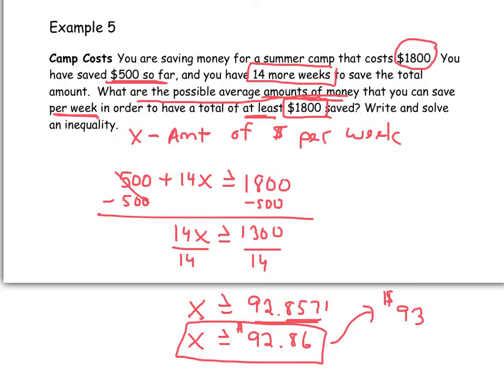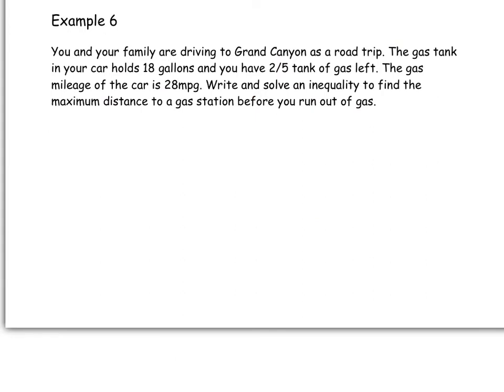And all right, so let's go to the last problem, another word problem. Okay, you and your family are driving to the Grand Canyon as a road trip. The gas tank in your car holds 18 gallons, so that's important, and you have 2/5 of a tank of gas left. The gas mileage of the car is 28 miles per gallon. So write and solve an inequality to find the maximum distance to a gas station before you run out of gas. So D is our variable, distance. We want to find the maximum distance before we run out of gas.